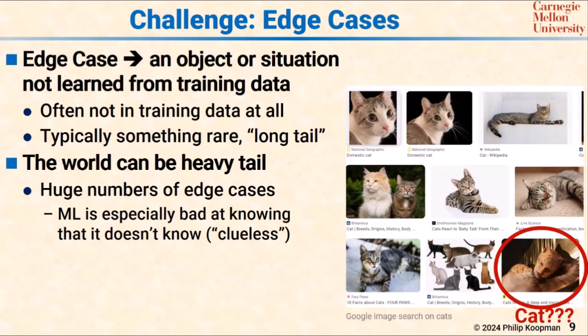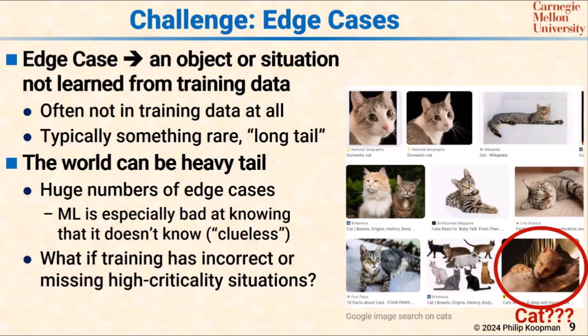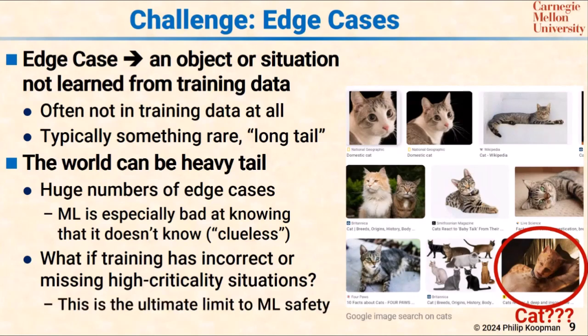So machine learning is especially bad at knowing that it's clueless. If it's not sure, it'll guess. If it's just, well, those pixels on that person dressed up as a cat, that's pretty cat-like, so I'm going with cat. And maybe it doesn't have a bin for person dressed up as a cat. It said, well, more cat than person, so yeah, we're going with cat. What if the training has incorrect or missing high criticality situations? What if the training data used automatic labeling and told the machine learning, indeed, that's a cat? Now it's going to learn that people dressed up like cats are cats, and that can be a problem if there's one out on the road and you're deciding what to do in a risky crash-like situation.